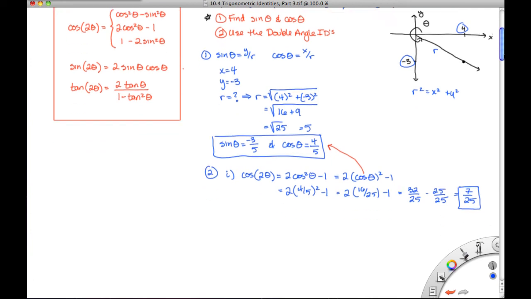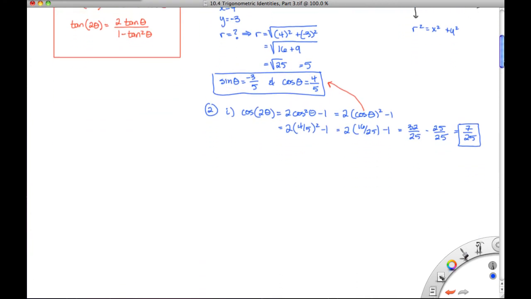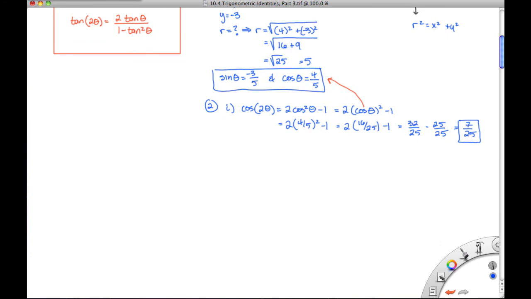So now we've got to find the sine of 2 theta next. So I'll make this double I. So now we find the sine of 2 times theta. Well, we use the identity. We've only got one to choose from here. So that's 2 times the sine of theta times the cosine of theta. And we know the value of both of these. We found them in step 1 here.